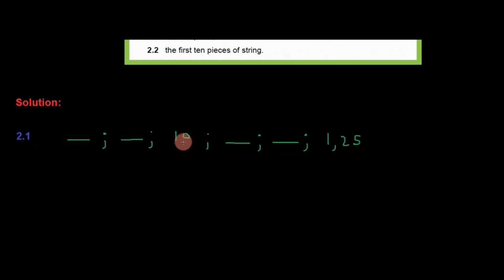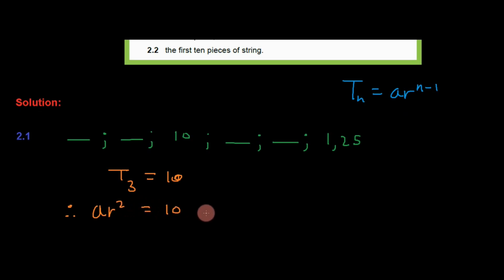So, we know the third term in the sequence is 10. So we can write that T sub 3 equals 10. And we can use this formula: the value of the nth term is AR to the n minus 1. And rewrite this equation entirely in terms of A and R. So AR to the n minus 1 is AR squared, and this must equal 10. And we're going to call this equation 1.